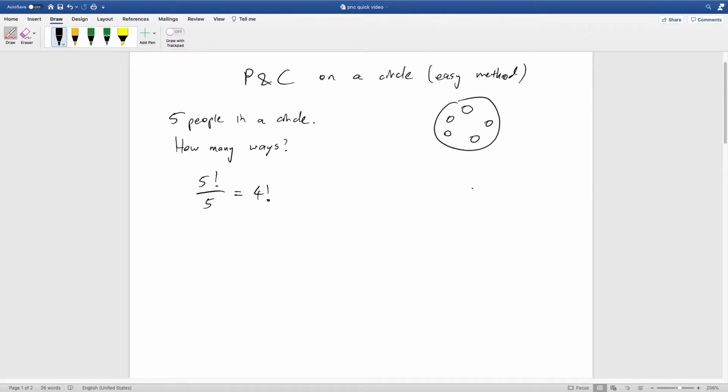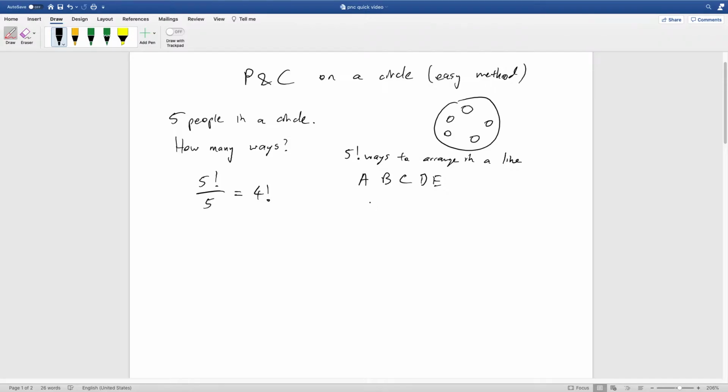The logic behind this division is that we first arrange the 5 people on a line. So for example, we arrange them A, B, C, D, E. How many possible ways are there to arrange all of them on a line? There are 5 factorial ways to arrange them in a line. But in a sense, we have overcounted.